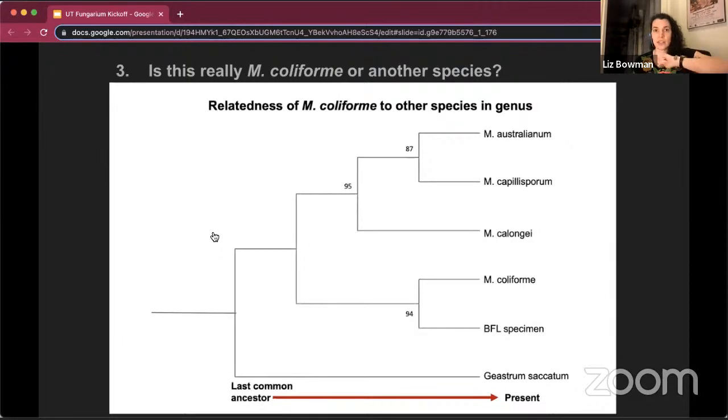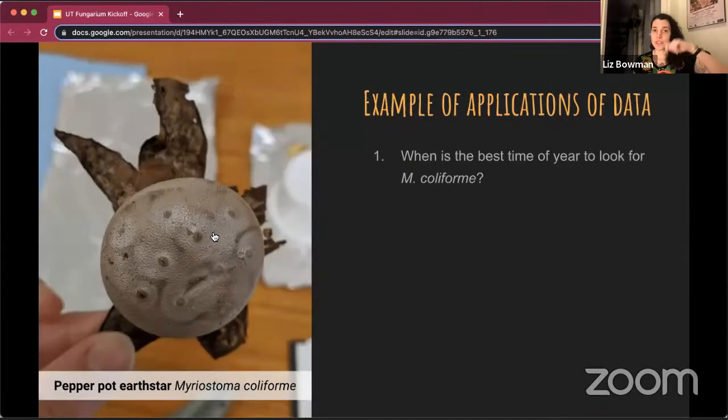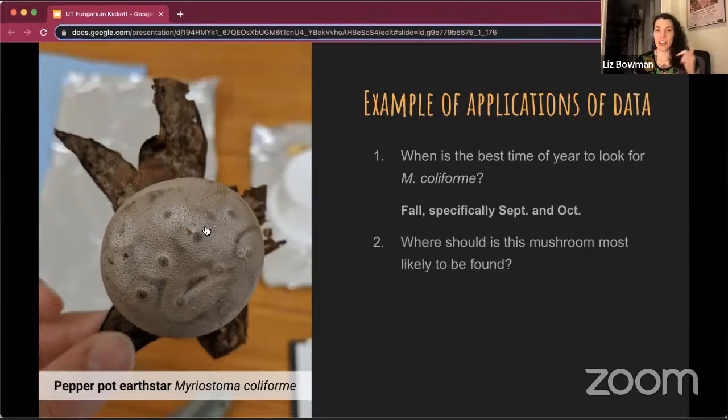You can go ahead and go to the next slide. And so with this data from Microportal, you can figure out when the best time of year is to look for a mushroom. And ideally, you probably want to do this for something that you're more interested in finding, like chicken of the woods or morel mushrooms or something that's really good to eat. So fall for this one if you want to find the pepper pot or star. And then also look in oak juniper forest.